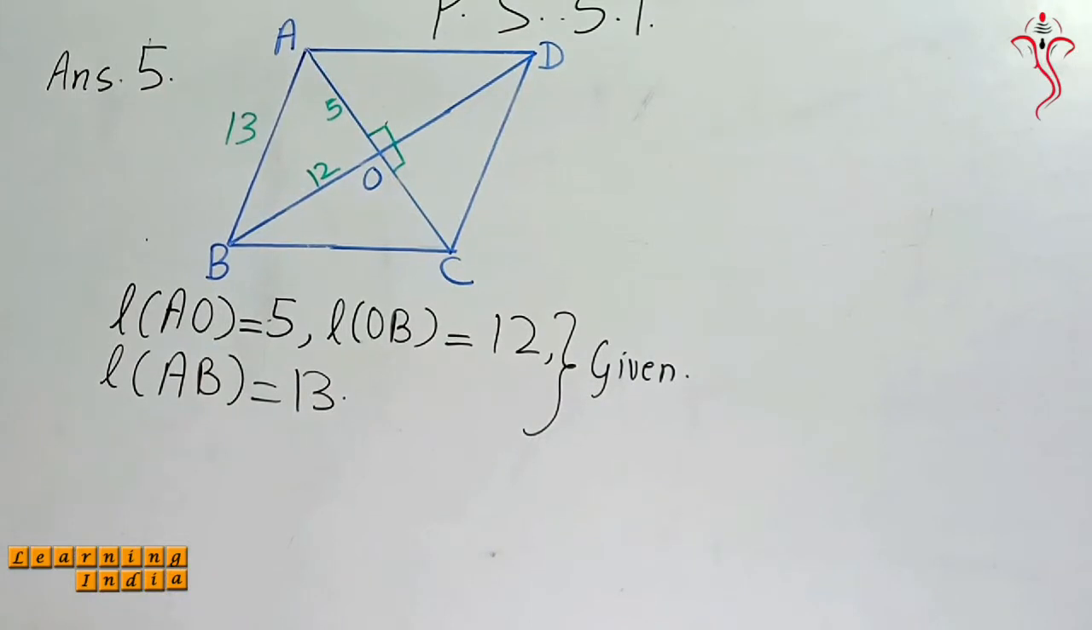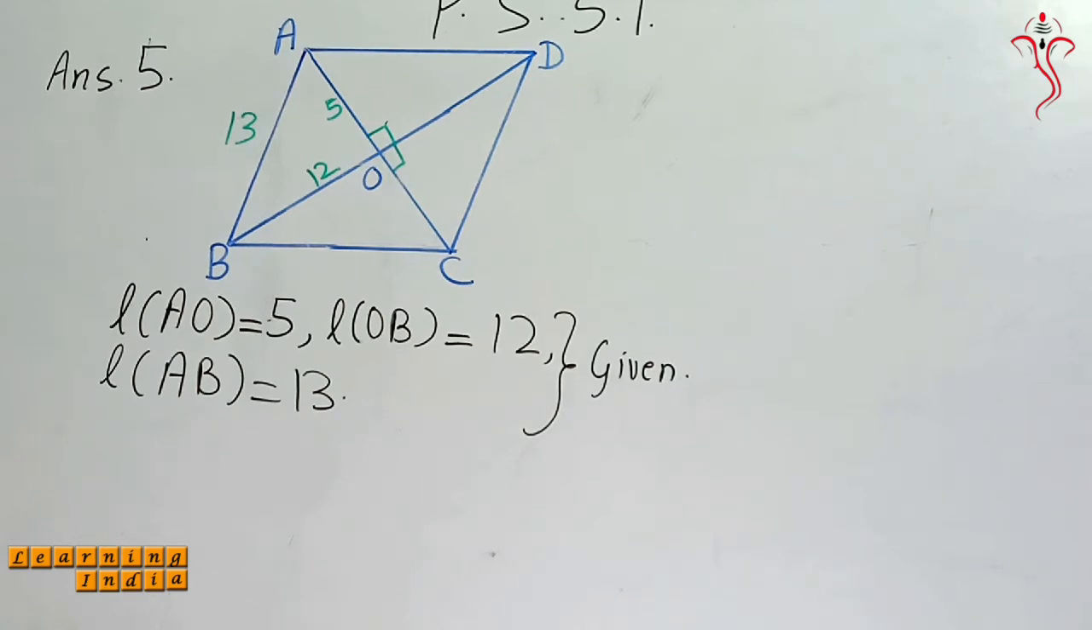In question number 5, they have given you the diagonals of a parallelogram intersect each other at point O. So I made a diagram here where you can see diagonal AC and diagonal BD. They intersect each other at point O. They have given the values also. OA is 5, OB is 12, AB is 13. You have to show that it is a rhombus.